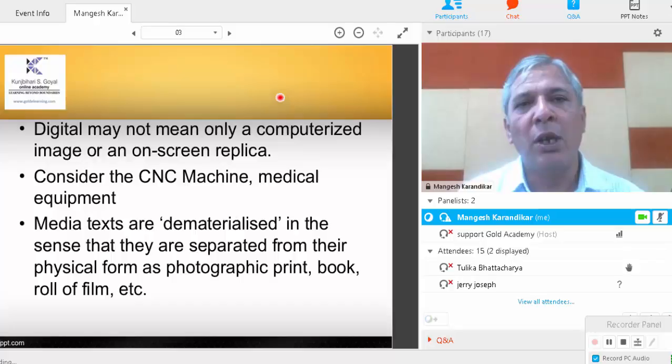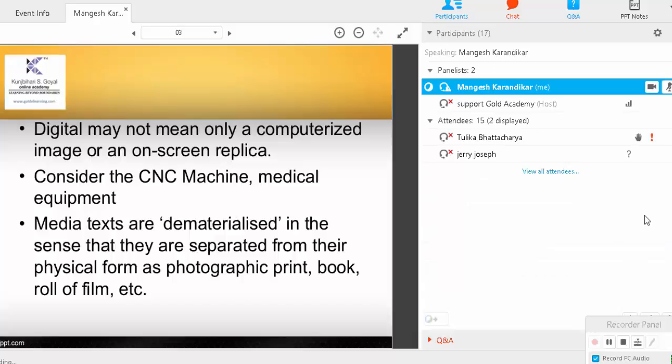What we are doing today, because we are media students, is talking about how media texts are dematerialized. We used to have newspapers which were on a particular material, paper. We used to have films on celluloid. We had gramophones on a black disc and all that stuff. We are taking the content from those materials, dematerializing them and putting them on a digital platform in a different format.